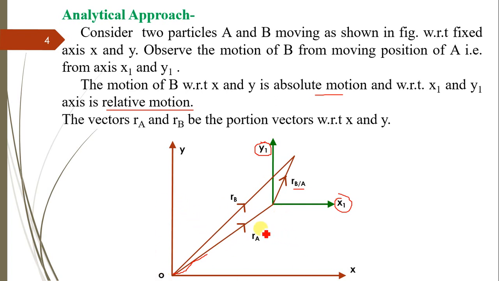So if I am defining only the motion of A, then it is an absolute motion. If I am defining only the motion of B, then again it is an absolute motion. But if I am defining the motion of B with respect to A or A with respect to B, then this motion is nothing but the relative motion, and the vector is also the relative vector, and this will be with reference to the moving position axes x1 and y1.